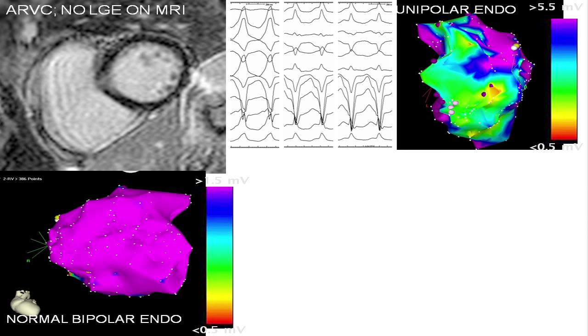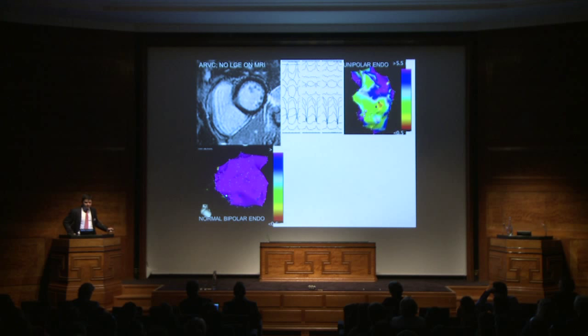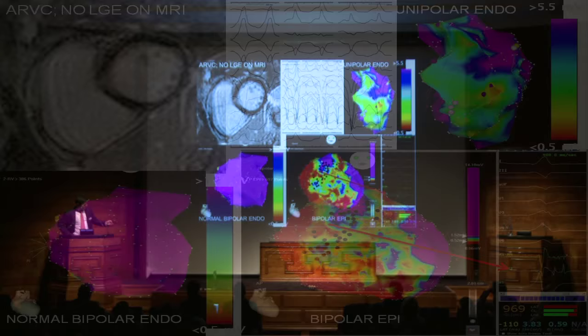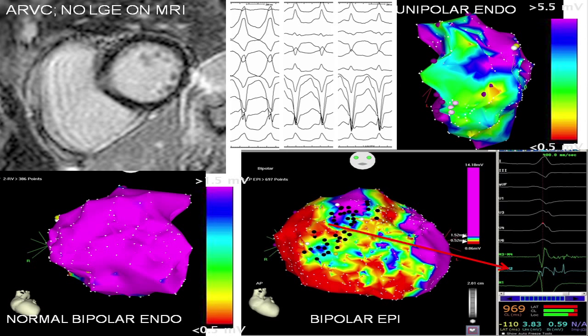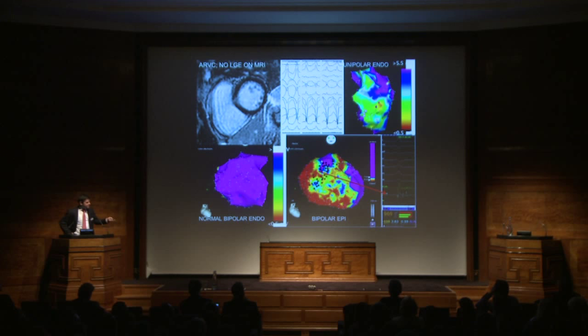This is ARVC, moving now to a different condition, but similar idea. No LGE on MRI, lots of VT, bipolar endocardial map, no surprise in ARVC, normal, purple normal, high normal voltage. But the unipolar endocardial map can give you a clue, if you set the right settings, to the presence of this, which is the epicardial RV map, showing a lot of scar and a lot of areas that are probably conducting channels. And again, this late, that we can all recognize now, late, ugly-looking potentials.